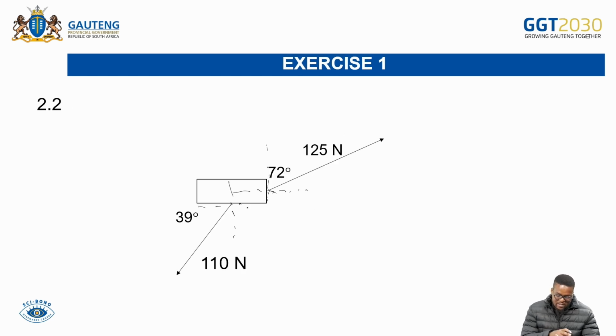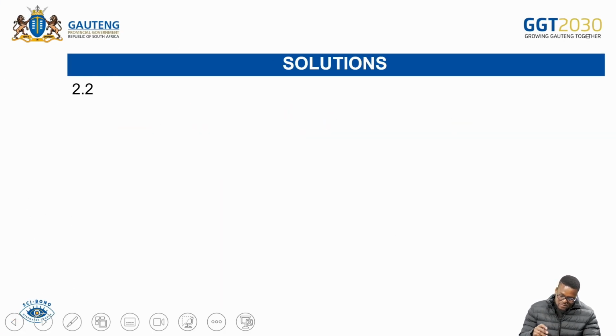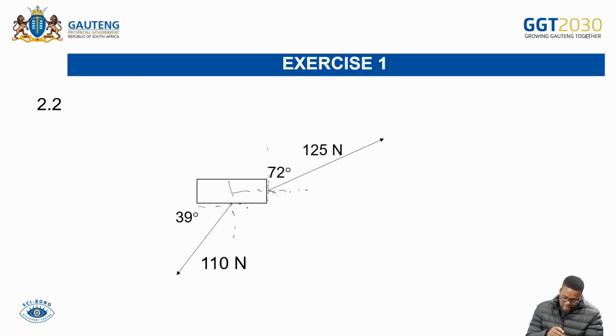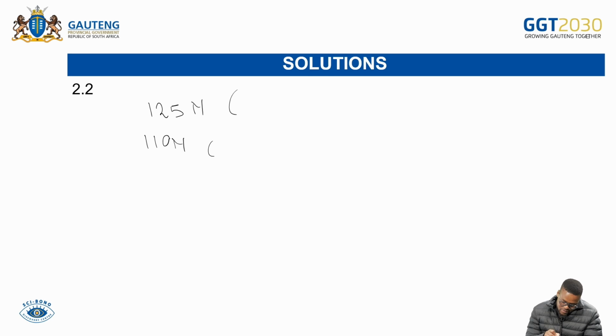So now 125 newtons and 110 newtons. The angle here, let's check the angles. So you've got 72 and 39. So this one is 72 degrees, and then we've got 39 degrees here.